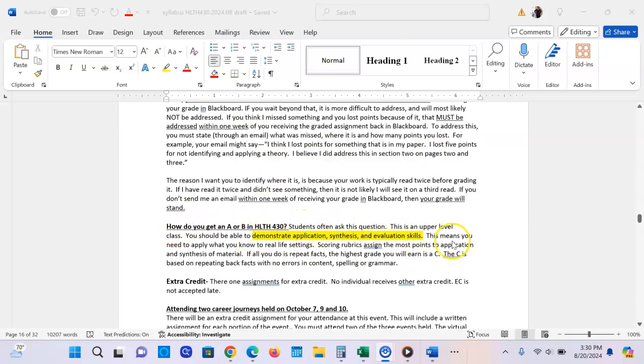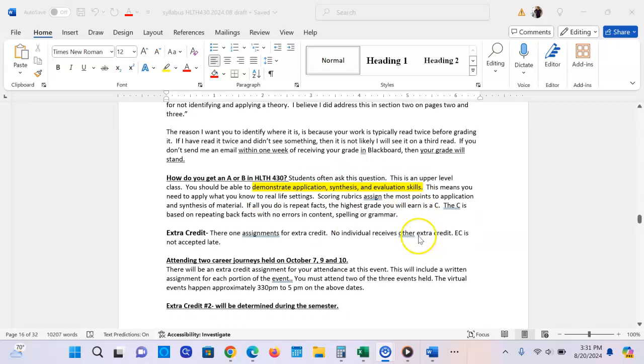How to get an A or B in the class, we'll go over this again in another lecture about the course, but you're expected to demonstrate application, synthesis, and evaluation. If you do not do that, the highest grade you will get is a C. If you submit perfect work that is at a lower level of thought and there's no critical thinking, you will receive a C. If there are any errors in your work and it's not demonstrating these things, you will receive lower than a C. So these are the expectations on almost everything we do.